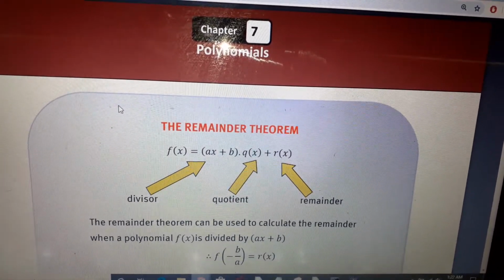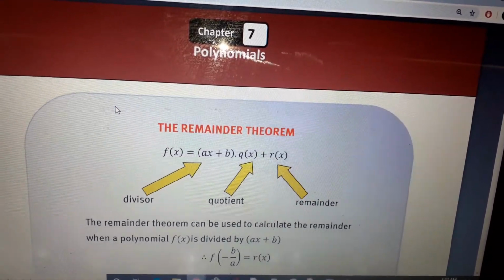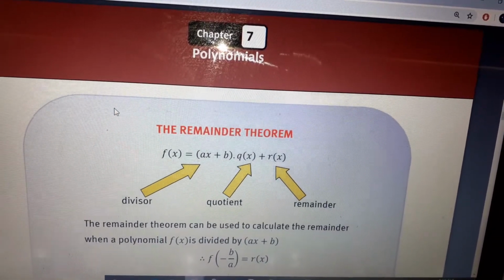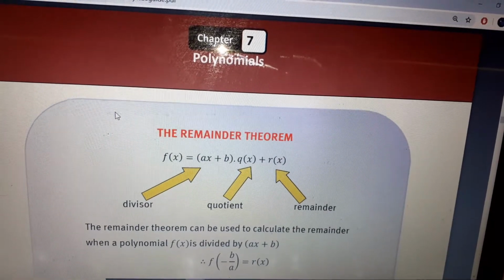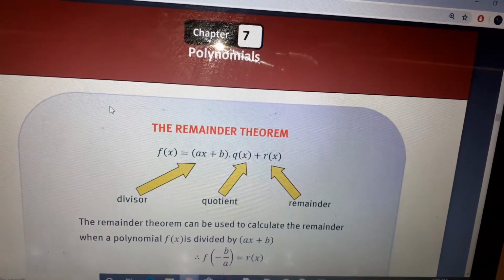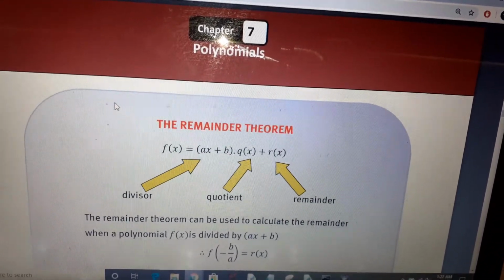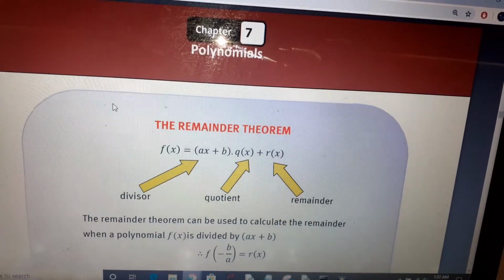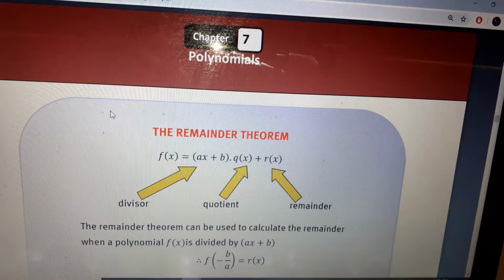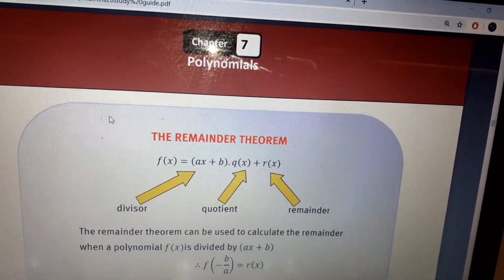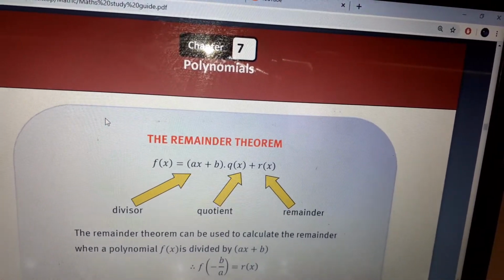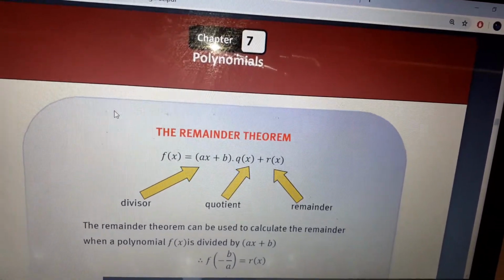f of x is equal to the divisor times the quotient plus the remainder. The remainder theorem can be used to calculate the remainder when a polynomial f of x is divided by ax plus b. Then f of minus b over a is equal to the remainder. So we just substitute, and then we get the remainder, which makes sense.